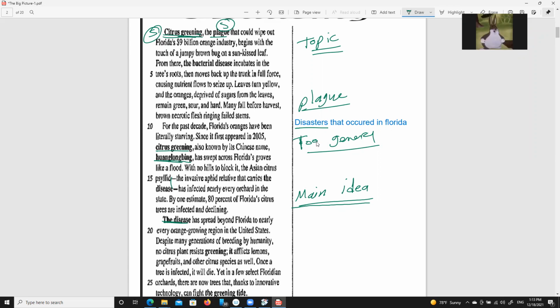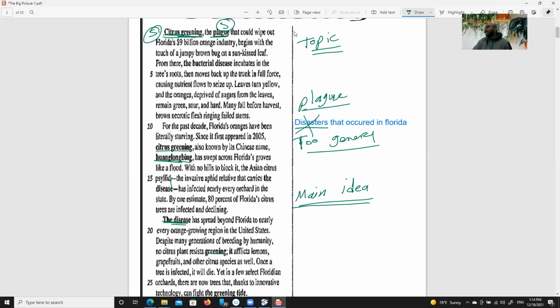So guys, please learn from mistakes. Disasters is general, disasters is plural, while we talk about singular here. We have only one big issue that affected Florida. According to what we read, we are talking about citrus greening only. So here citrus greening is the same as plague. I'm still talking about citrus greening. When I say Huang Longbing, this is citrus greening. When I have the word the disease, it refers to citrus greening, and greening refers to citrus greening, so I'm talking about a singular thing. So disasters is wrong.